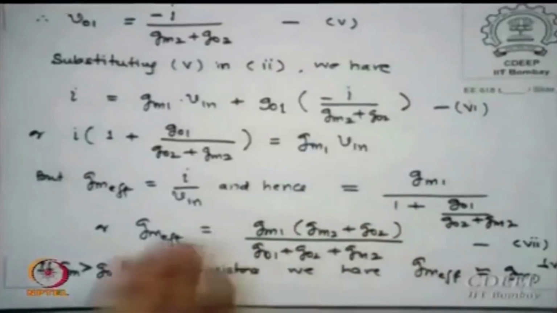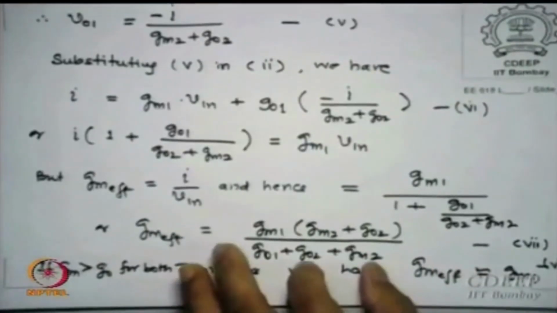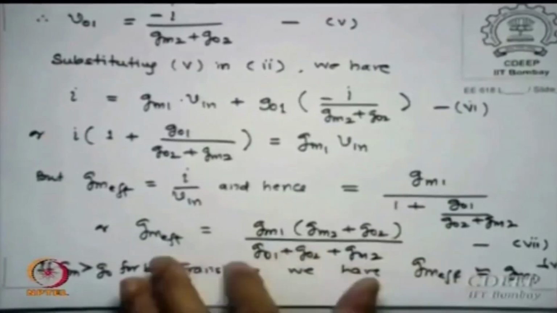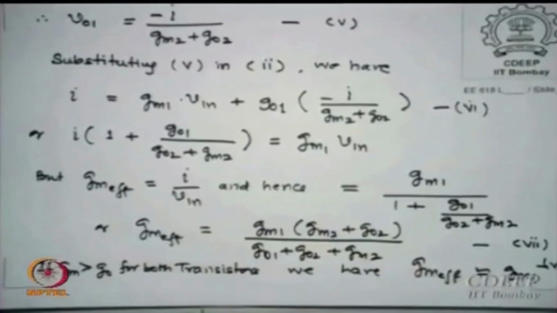But let us say GMs are much higher than GOs, which normally will be by 2 to 3 orders, then you can leave out GOs and figure it out. If I leave out GO2, so GM2 plus GO2 compared to GM2, and I leave out GO1, this by this is 1. So effective GM is nothing but equal to GM1. So even after cascoding I have not really modified my GM term.